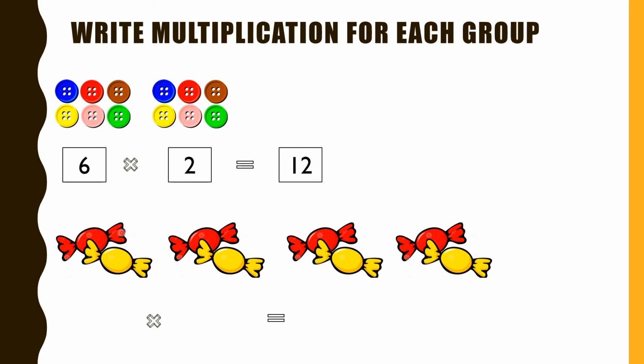Now here also, how many groups are there? 1, 2, 3 and 4 groups are there. And in each group there are 2 candies. So 2 into 4. Now let's count how many candies are there. 1, 2, 3, 4, 5, 6, 7 and 8. So 8 candies are there. This is the simplest way of writing the multiplication for each group.